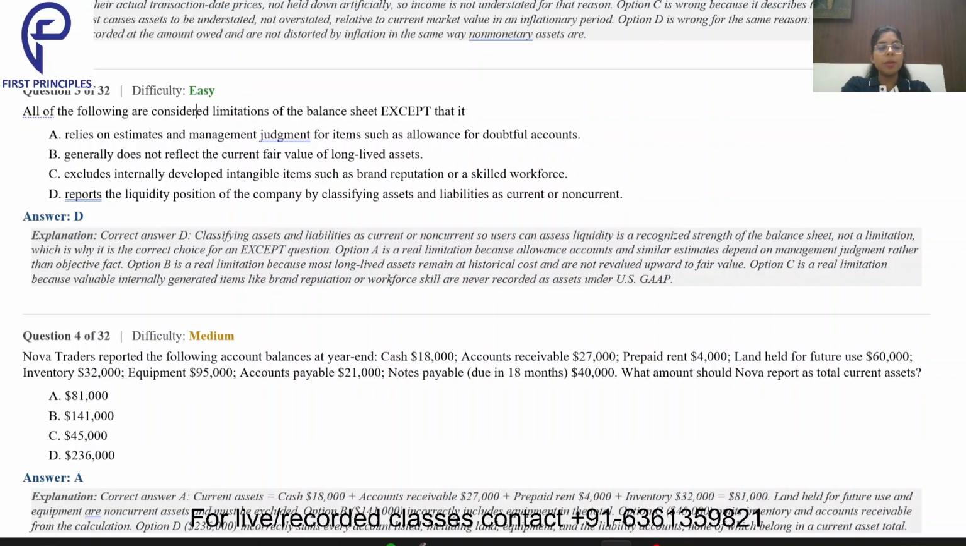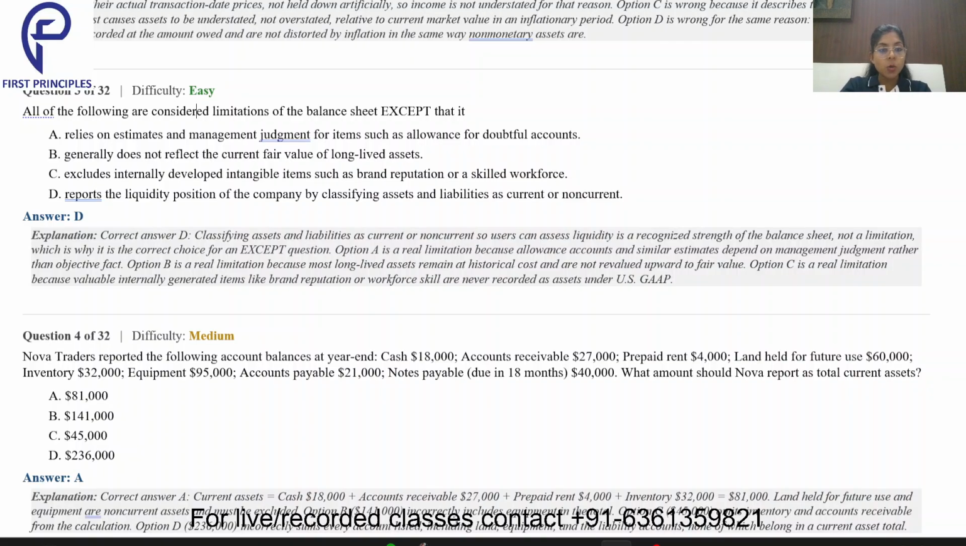Then option B: generally does not reflect the current value of long-lived assets. Correct. Why? In the previous question we saw that we carry the assets at the historical cost. We are not carrying them at the replacement cost or at fair value. So again, this is one of the disadvantages or limitations of the balance sheet.